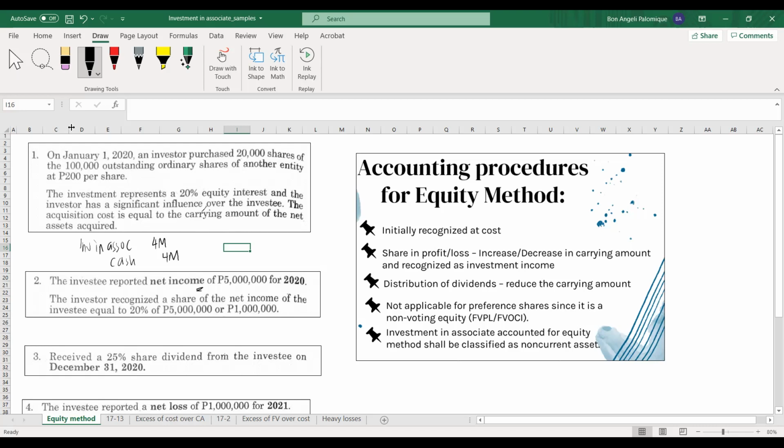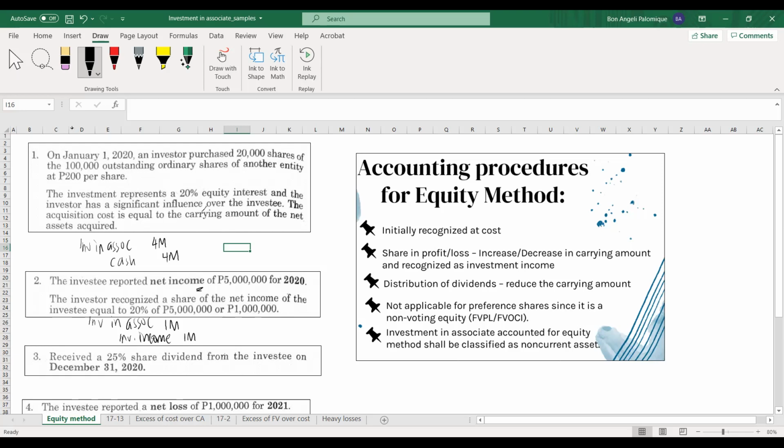Ang sabi dito is kapag nagkaroon na share in profit is mag-i-increase yung ating carrying amount. So, debit in investment in associate amounting to 1 million and credit to investment income. Investment income of 1 million.